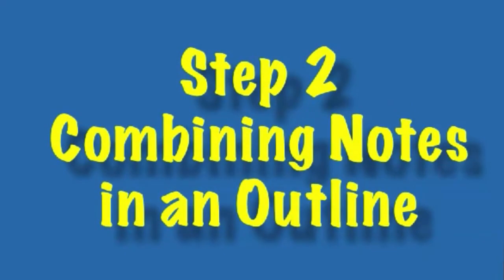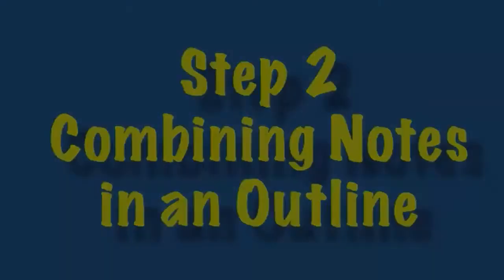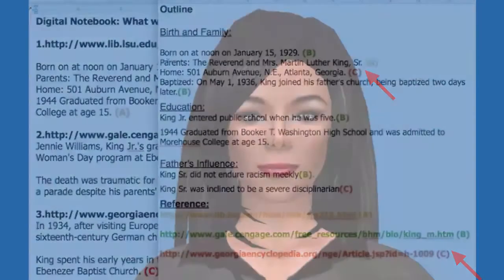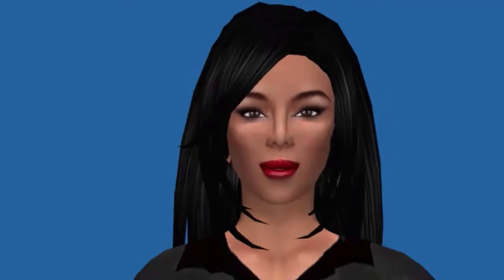Step 2. Combine notes in outline. When we're done combining our notes in an outline, all the important information we copied from our websites will be organized under topic headings. Also, each quote will end with a tag that tells us which URL in our reference list was the website where we found this information. So now let's see how Caitlin does Step 2, combining notes in an outline.